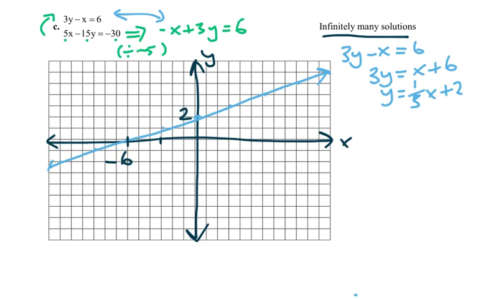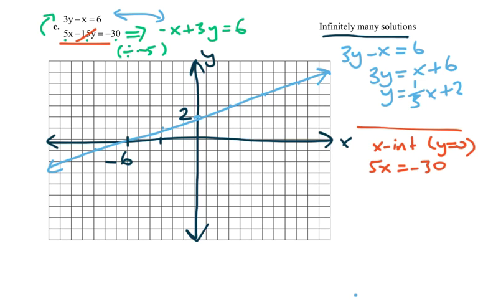So now for the second graph here, let's maybe do it in red. Let's use our intercept method. So x-intercept when y equals 0. So here we say y is equal to 0. That term doesn't exist. We've got 5x equal to minus 30. And we have x equal minus 6. So there's our x-intercept. The y-intercept, that's when x is equal to 0.